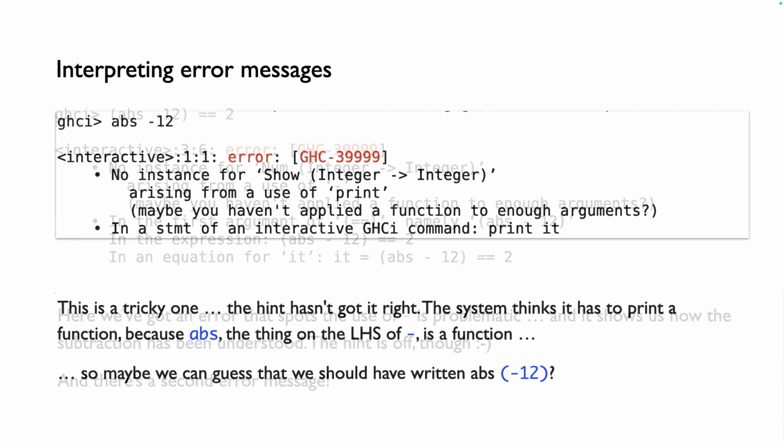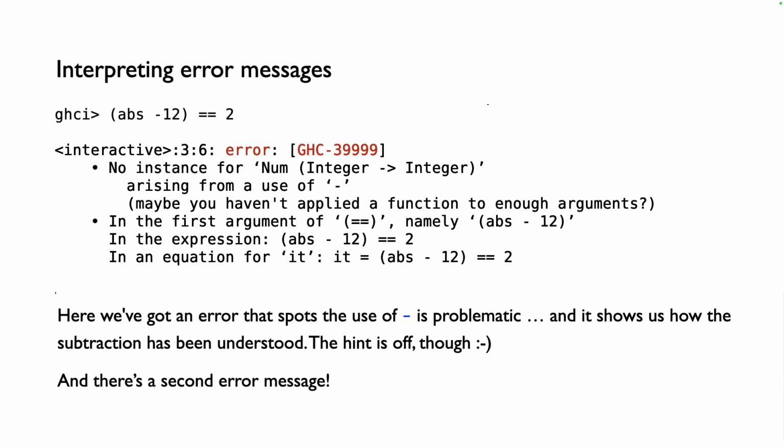Let's look at another version of this. Suppose I do that abs -12, and I check to see whether it's equal to 2. Now, we're getting a different message. It's saying no instance for num integer arrow integer. That means it can't view functions from integers to integers as if they were numbers. We can't add functions from integer to integer together, for example. And that's because it's got a use of minus.